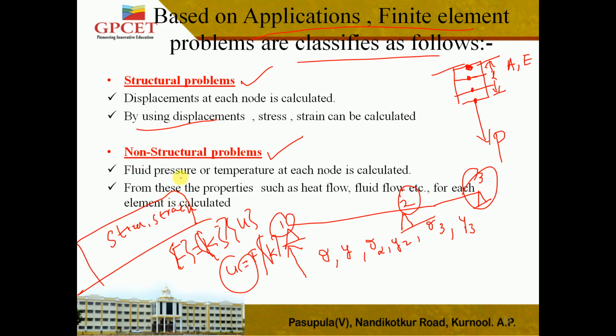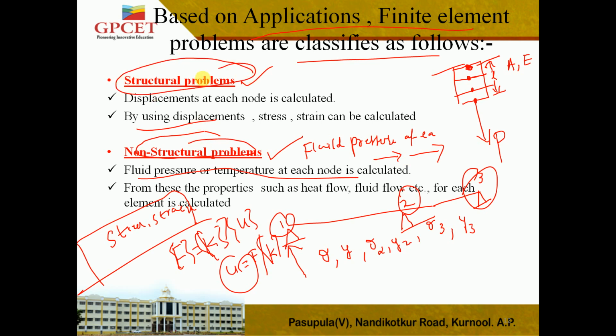Similarly, for non-structural problems, we find the fluid pressure or temperature at each node. In structural problems it is the displacement at each node; in non-structural problems it is the fluid pressure at each node. From these properties, quantities such as heat flow and fluid flow for each element are calculated. If you know the fluid pressure at each point, then we find how the heat is flowing, how the fluid is flowing. This is all about non-structural problems.